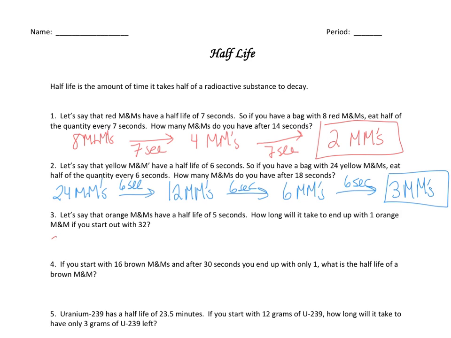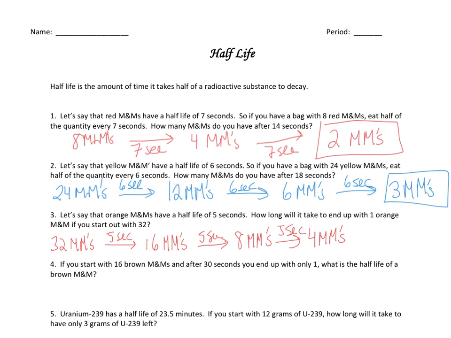So this time we have 32 M&Ms. Its half-life is 5 seconds. So after 5 seconds, half of 32 would remain, so that's 16 M&Ms. Then after another 5 seconds, we'd have half of 16, which is 8 M&Ms. Another 5 seconds, we'd have half of 8, which is 4 M&Ms. Another 5 seconds, 2 M&Ms, and then another 5 seconds, we'd be left with 1 M&M.